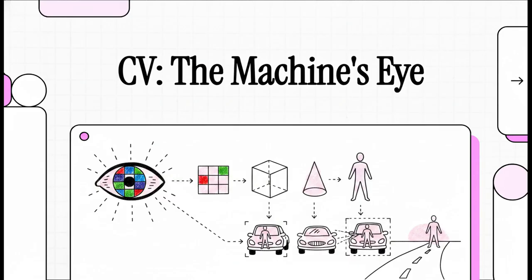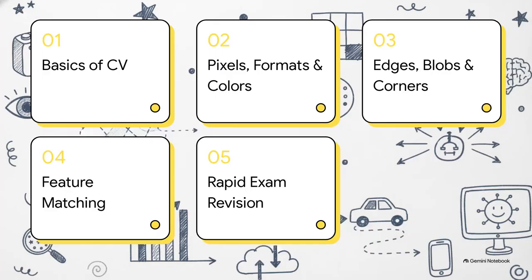I'm going to act as your personal professor today, and together we're going to break down exactly how machines learn to see, from the absolute basic pixels all the way up to how a self-driving car spots a pedestrian. So get comfortable because we're going to make this efficient, super focused, and incredibly effective. Let's do this. Here is our roadmap for today's review. We'll hit the basics of computer vision, pixels, formats and colors, edges, blobs and corners, descriptors and feature matching, and finally, we'll wrap up with a rapid exam revision to really lock in those easy points.